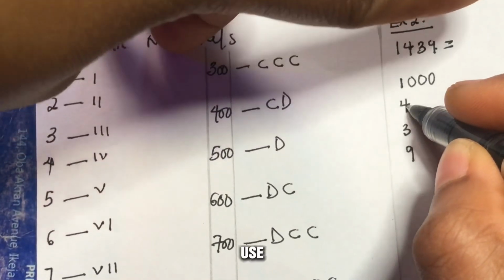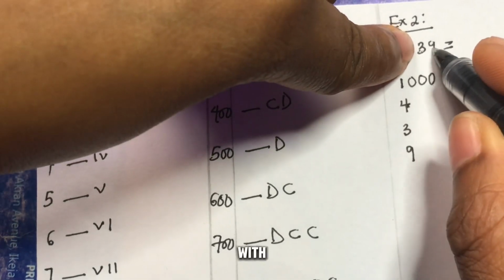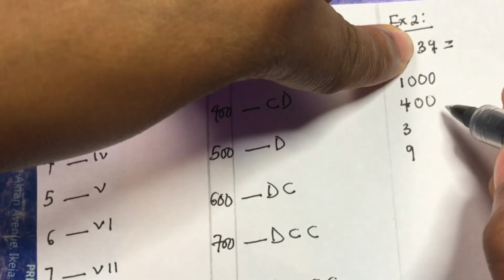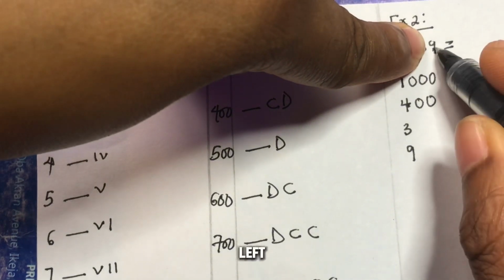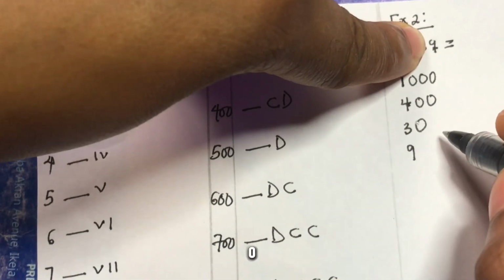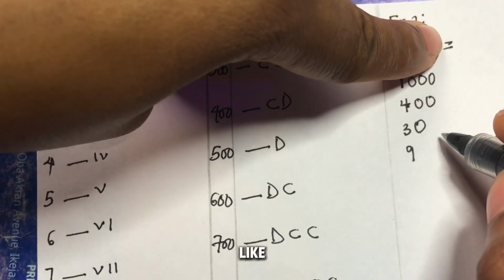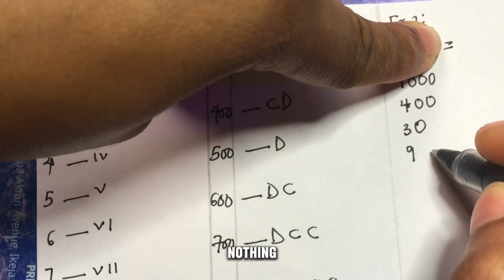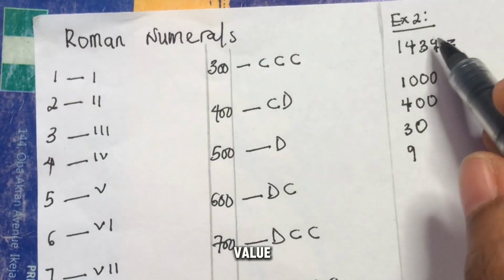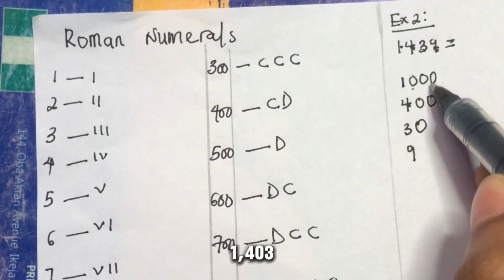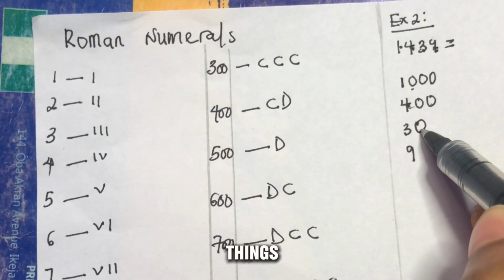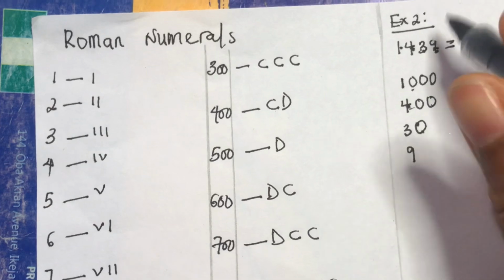Move to 4. When you use your finger to close this 4, I'm left with 2 numbers. That will be 2 zeros. When I use my hand to close this 3, I'm left with 1 number. So 1 zero. Use your finger to close this 9. How many numbers am I left with? Nothing. So you can simply use their place values. This is 1000, 400, 30, and 9 units.